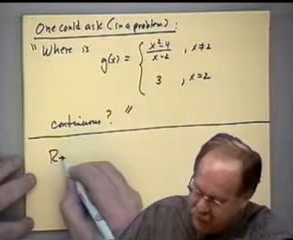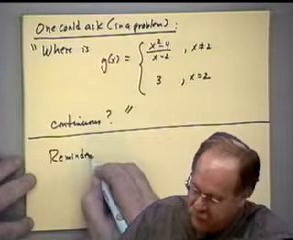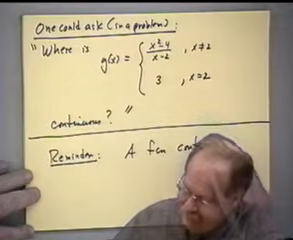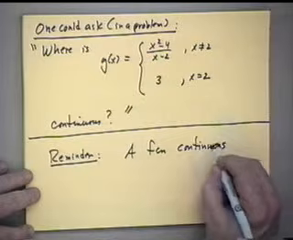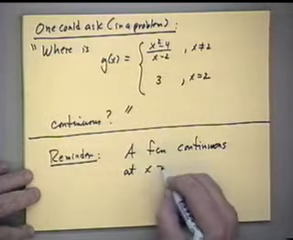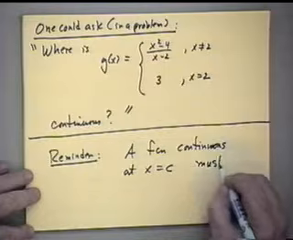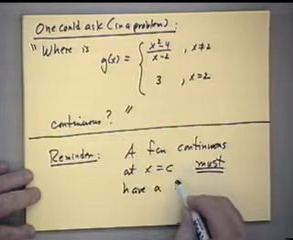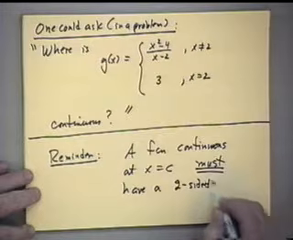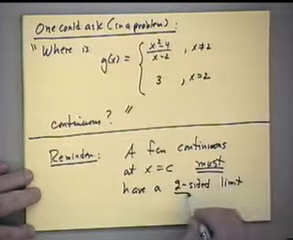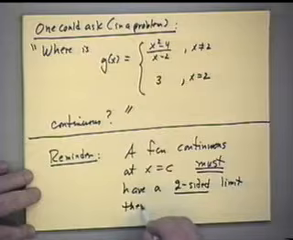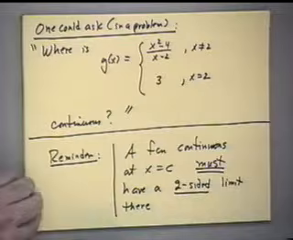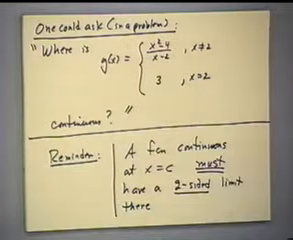But before I leave this, let me remind you one more time that a function continuous at a point x equals c must, as our definition says, must have a two-sided limit. A two-sided limit there. Now this will have bearing later, so let's stop there and we'll come back in a minute.